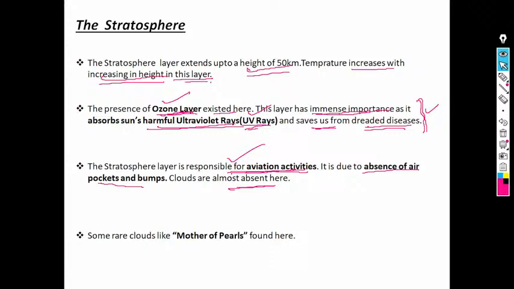Then in that particular layer there are some rare clouds called mother of pearl clouds, also found in this area.